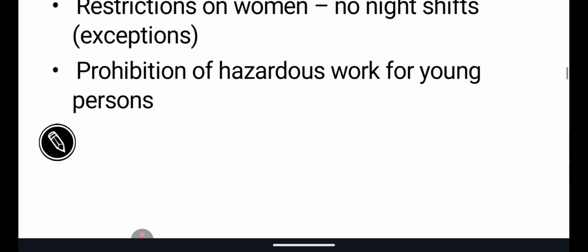So prohibition of hazardous work for young persons, obviously. There is the chemical industry and the pharmaceutical industry where people work, and a lot of chemicals are used in these industries. So there should be a prohibition of hazardous work for young persons. Young persons are those who are at the age of 14 years up to 18 years. They are prohibited from doing hazardous work.